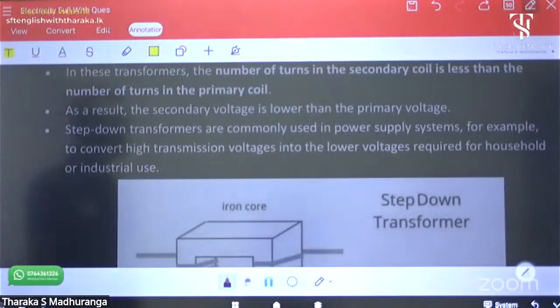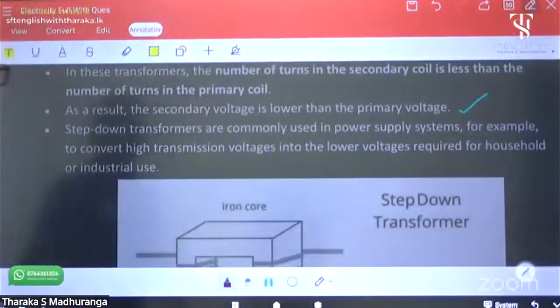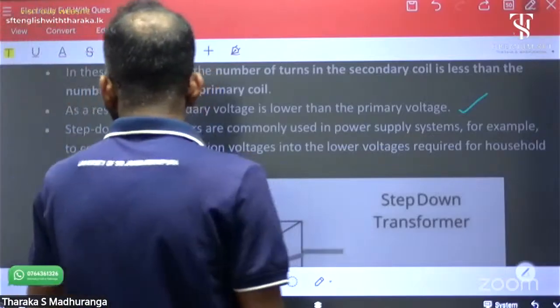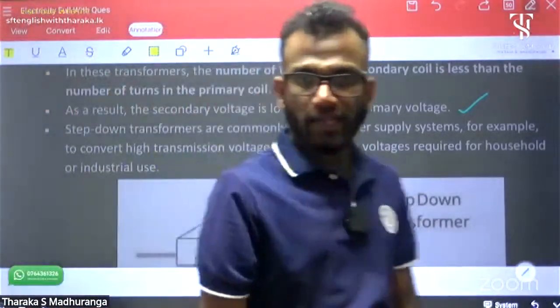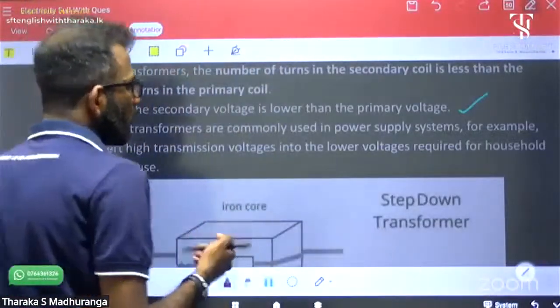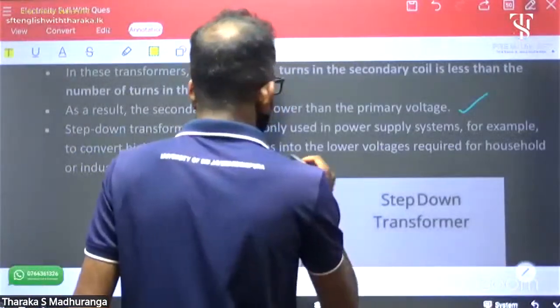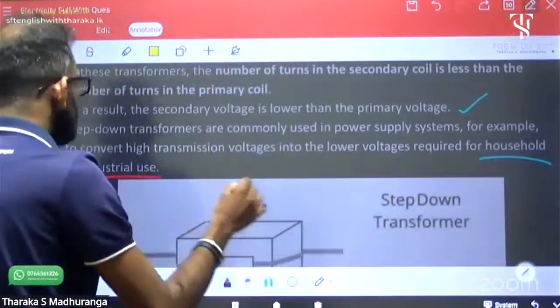As a result, the secondary voltage is lower than the primary voltage that we discussed. Step down transformers are commonly used in power supply systems. For example, the high transmission voltage, that means 33,000. As I explained earlier, 33,000 is a higher voltage, converted into the lower voltage required for household users and industrial users.